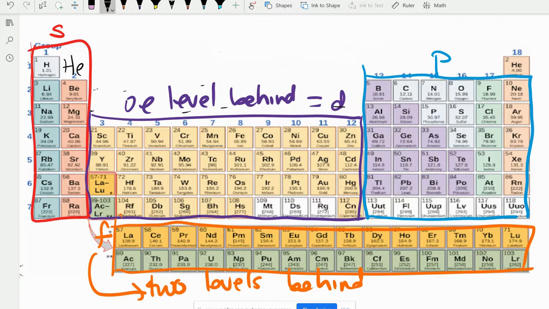And again, we're going to do argon. So let's go ahead and circle it. And remember our electron configuration. I'm going to do it the long way, and then I'm going to show you the shorthand notation.